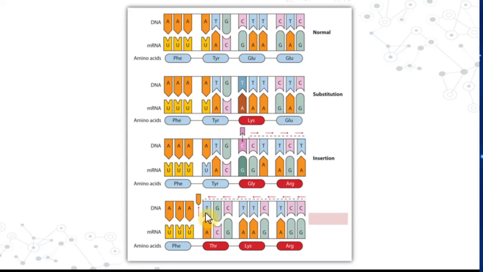Another example is here, when in this location it's supposed to be A, but in this strand A is deleted. So there is a frameshift mutation as well, in which T takes over A's place. So the codon is also shifted here. So the amino acid is also shifted. So this is called deletion.